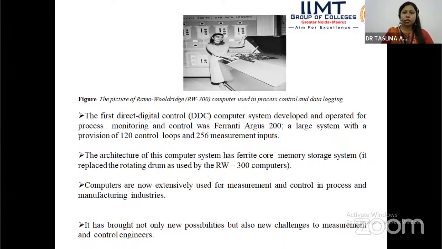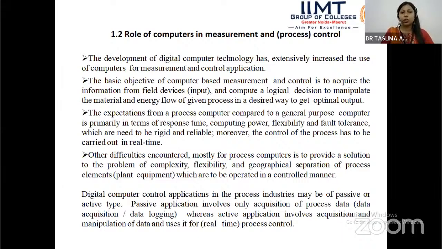First, we see the direct digital control used in different computer systems, and that is the example. And here we see the first used computer overview, that is, the architecture system consists of ferrite core memory storage system, and that is an example of direct digital control.